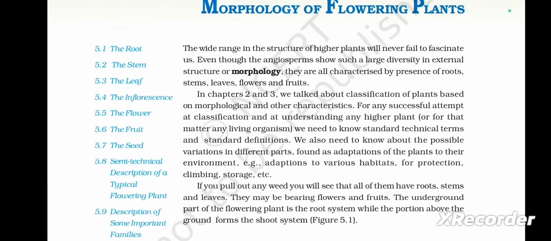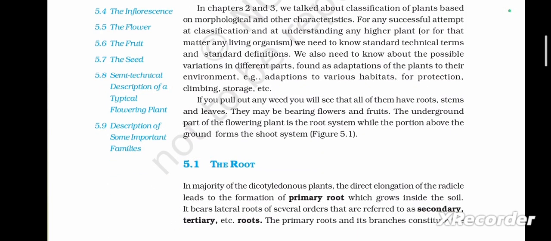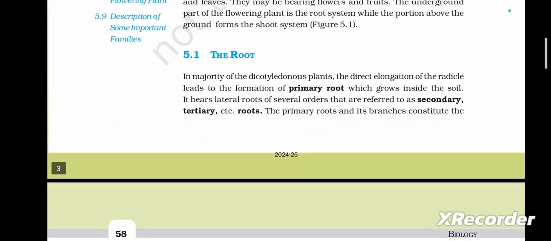5.3, the leaf, 5.4, the inflorescence, 5.5, the flower, 5.6, the fruit, 5.7, the seed, 5.8, semi-technical description of a typical flowering plant, 5.9, description of some important families. So among these, the first topic is 5.1, the root.